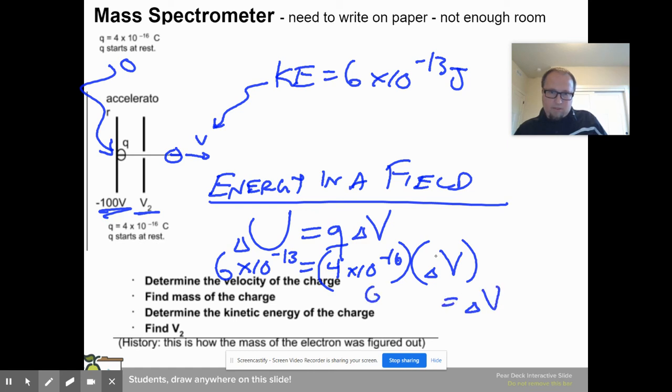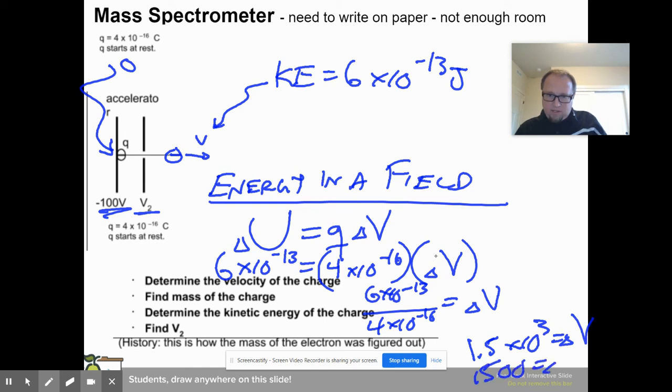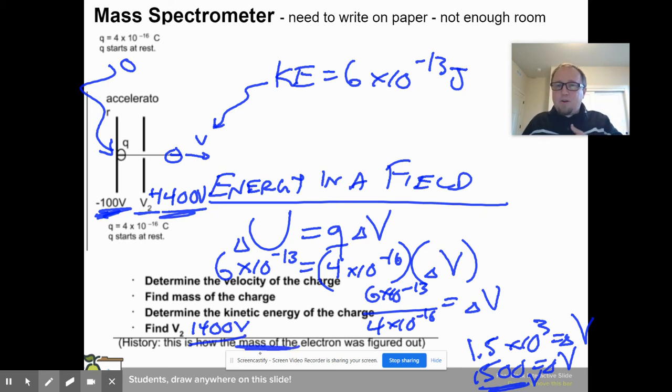So I'm just going to deal with the tens first. We got 6 times 10 to the negative 13 divided by 4 times 10 to the negative 16. So 6 divided by 4 is 1.5, times 10 to the third equals my delta V, which is 1,500 volts. Well, it started at negative 100, so it ends 1,500 volts higher. V2 is at 1,400 volts. This is literally how they found the mass of an electron. But notice you have to do all the experiments to know what its charge is, so you have to get really creative with finding its charge.